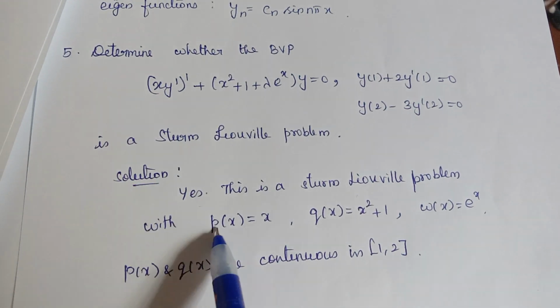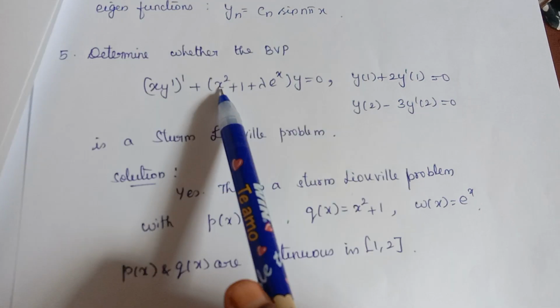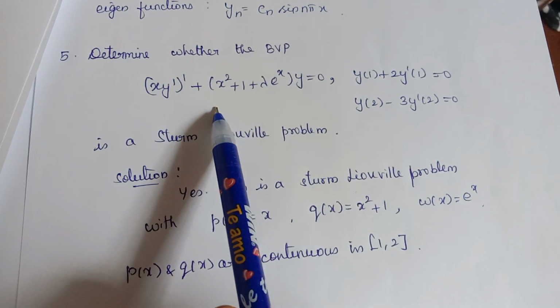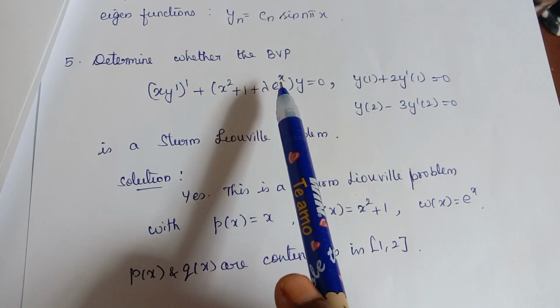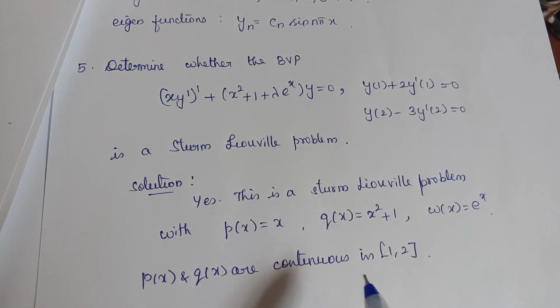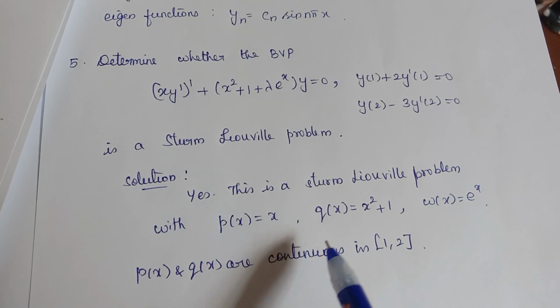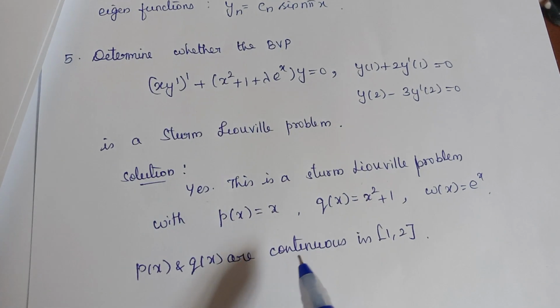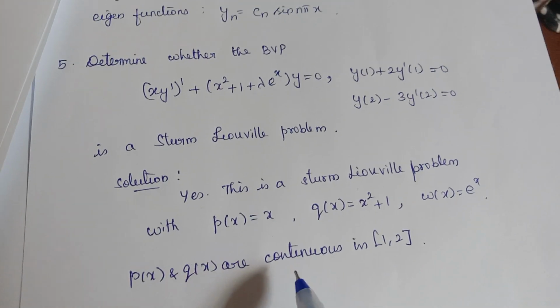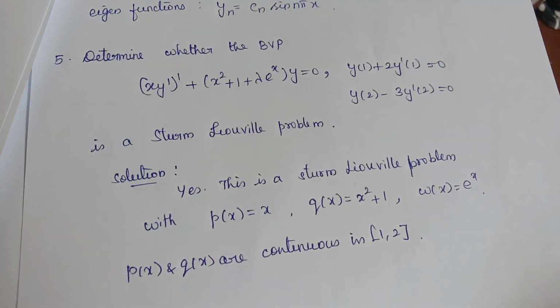Here p of x is equal to x and q of x is equal to x square plus 1, and the coefficient of lambda is our w term. w of x is equal to e power x. And what is the interval here? The boundaries give the interval 1 comma 2. They are continuous because they are polynomials. Yes, this is a Sturm Liouville problem.